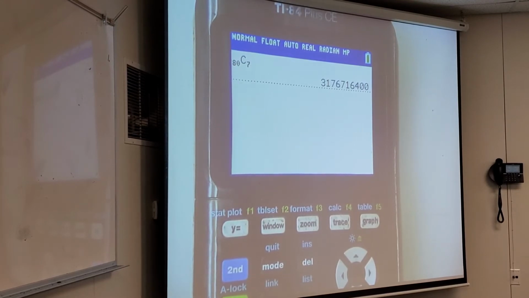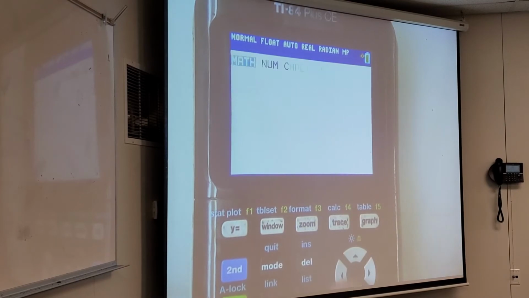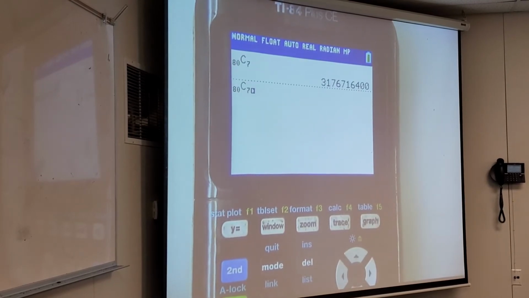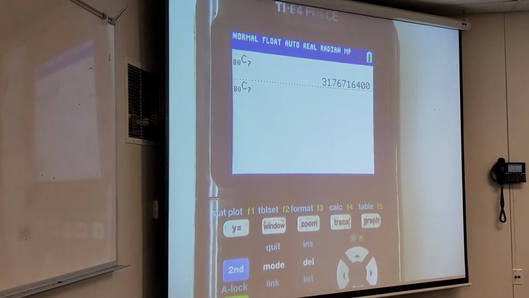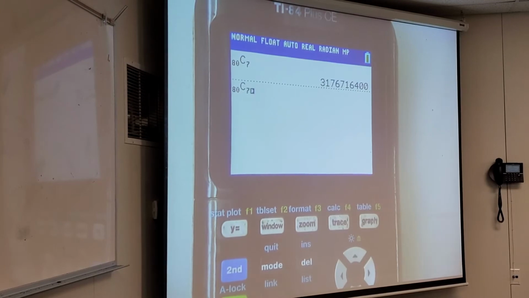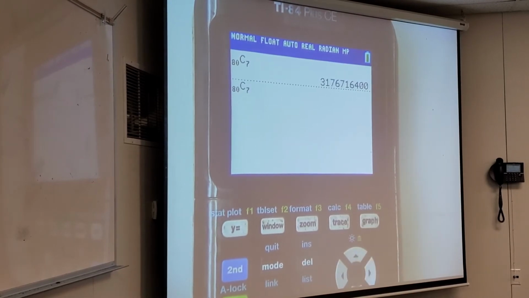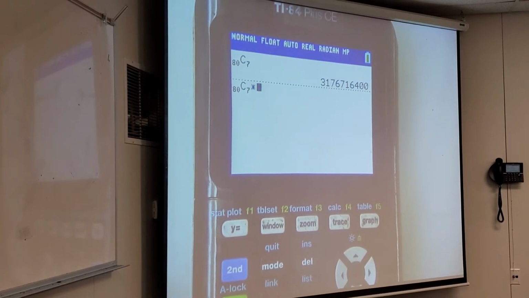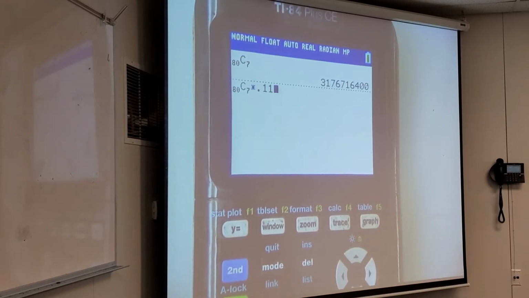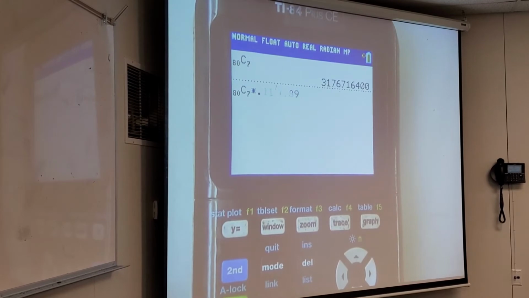So if we put in there 80, math, probability, 7, we have to be careful with this. Where's my cursor right now? Down. See how it's got a little over arrow in there? So you have to hit over to come back up. The calculator is getting too good. We have to be careful about how we put things in. Times 0.11 to the 7th, and again, I want to come back down, times 0.89 to the, what was it, 73.